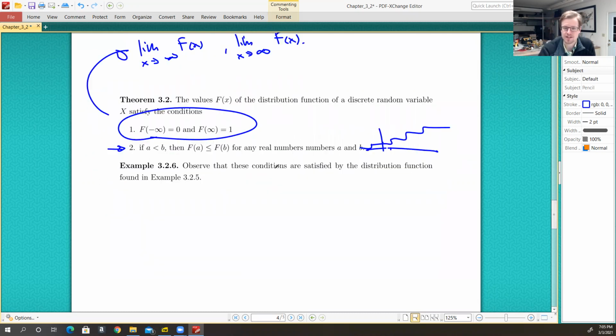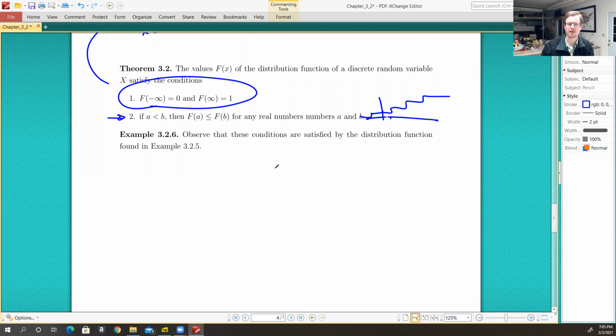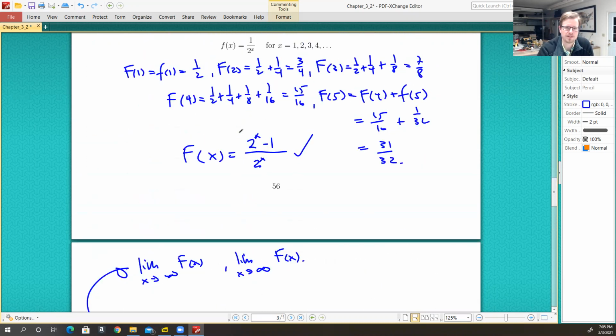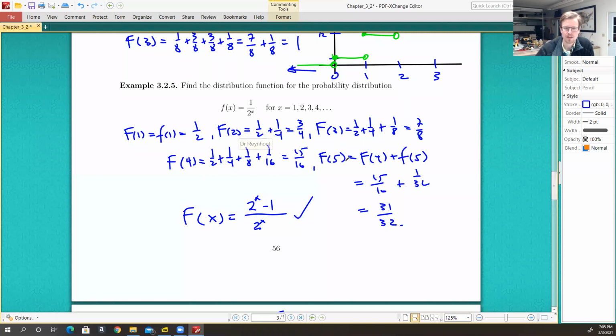So let's take a look at an example. Just observe that these two conditions are satisfied. So this is a little bit interesting, kind of fun. Again, we're looking at a little bit more on the calculus side of things. So let's consider our previous example. This is our distribution function.